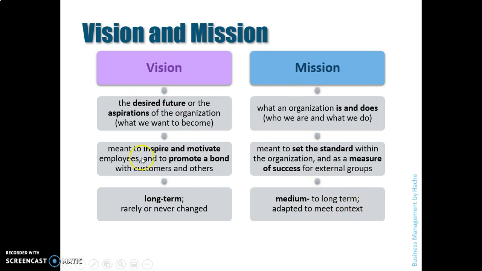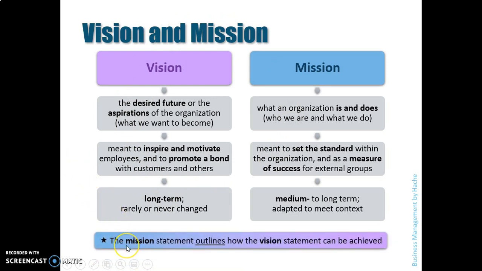Now, mission and vision must be related one to the other. To be short, the mission statement outlines how the vision statement can be achieved. So this is what we want to become, what we want to achieve in general as a business, and this is how we are going to achieve that vision. This is what we have to be and what we have to do in order to achieve this desired future, this big goal, this big objective. Okay, so these are vision and mission.